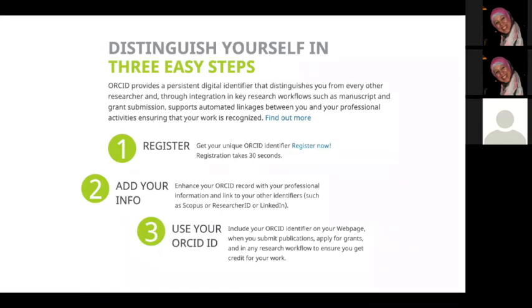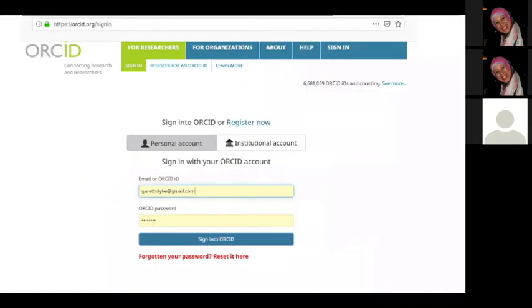So register, add your info, and use your Orcid ID on your web page when you submit publications, when you apply for grants, and in other research workflows to ensure that you get credit for your work. We'll have a look in a minute at my account, but here is the login. So you go in and you think, well, I'm a person, so I'm going to sign up for a personal account. Leave the institutional stuff to your institution. That's absolutely fine. Sign up with your email, sign up with your Orcid ID. I'll show you what my account looks like in a minute.